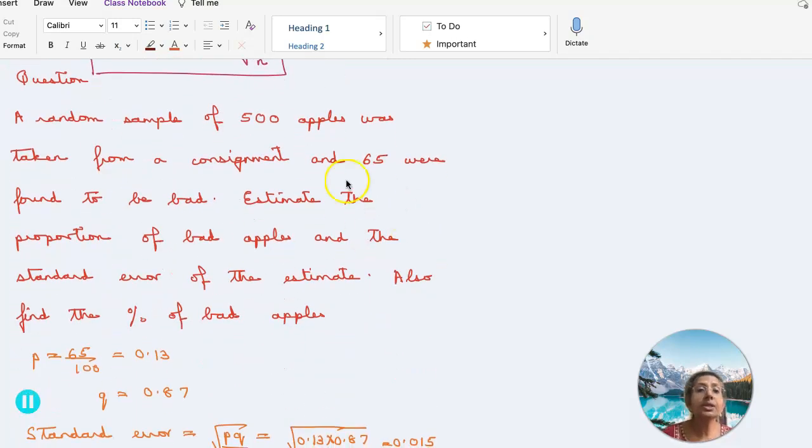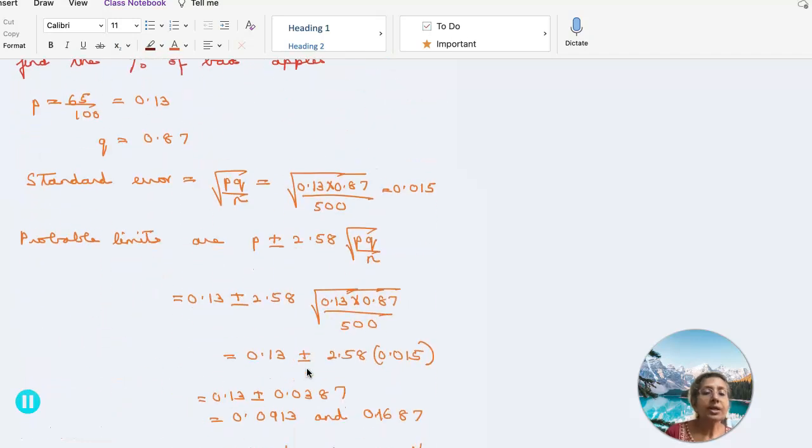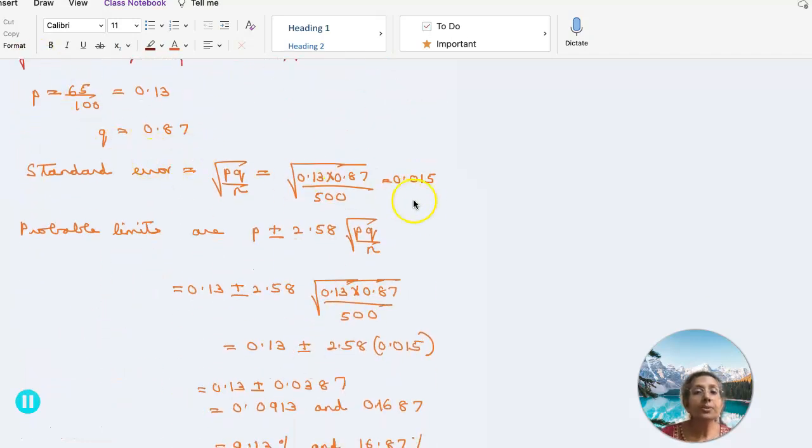Coming to the next question. A random sample of 500 apples was taken from a consignment and 65 were found to be bad. Estimate the proportion of bad apples and the standard error of the estimate. Also find the percentage of bad apples. So p is 65 by 500, which is 0.13. What will be q? 1 minus p, which is 0.87. Standard error is root pq by n. So substituting, you get 0.015.